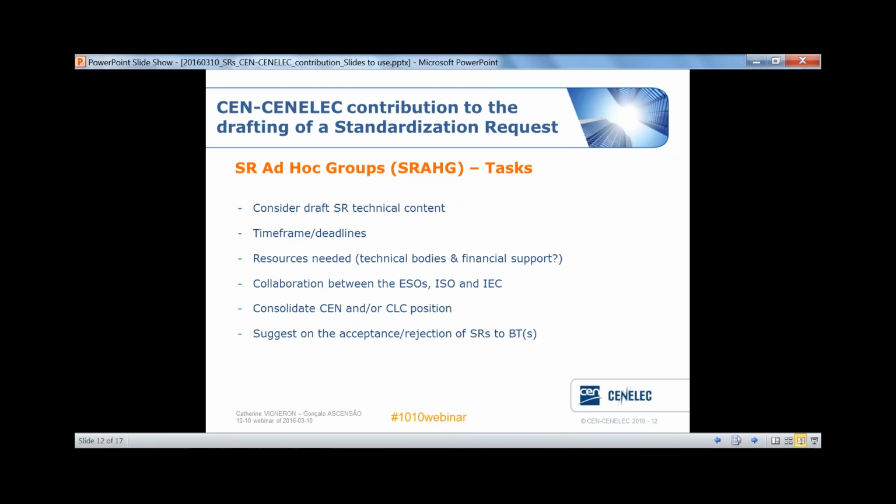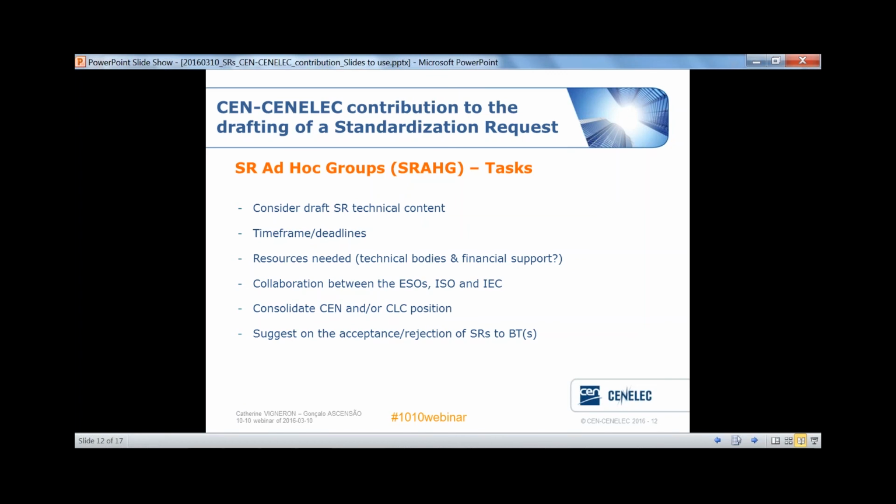Now, more concretely, what are the tasks of this ad hoc group on standardization requests? Essentially, it is to have a look at the technical content as such. What is the aim of it? So, what are we being asked to develop with respect to standards? Also, the time frames and the deadlines for the achievement of those European standards or other European deliverables. Which resources do we need? So, which technical bodies may be affected by this standardization request? Do we need financial support? Do we have all the resources that are necessary to do the work?